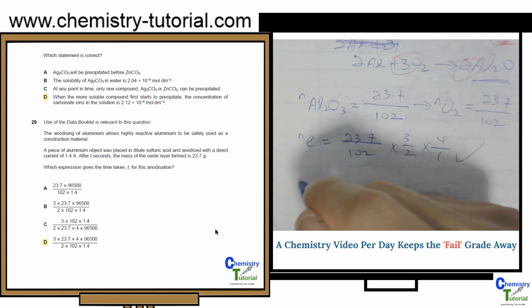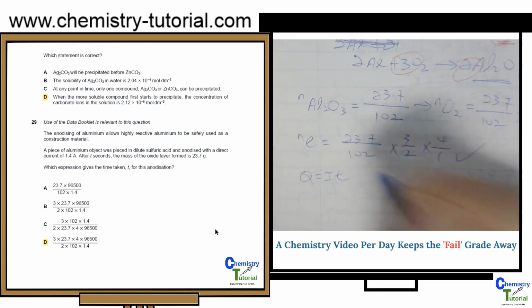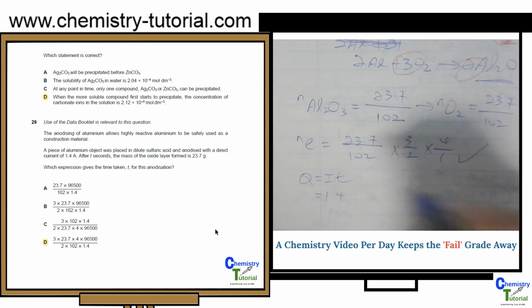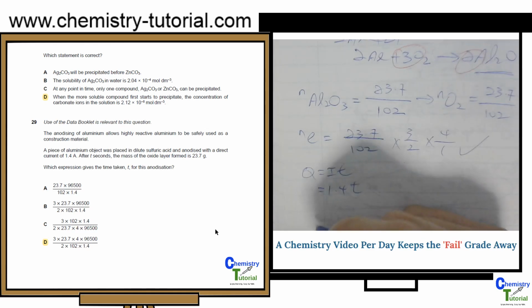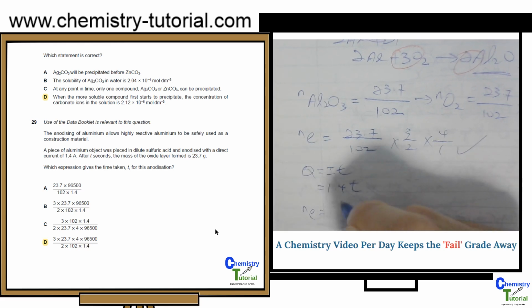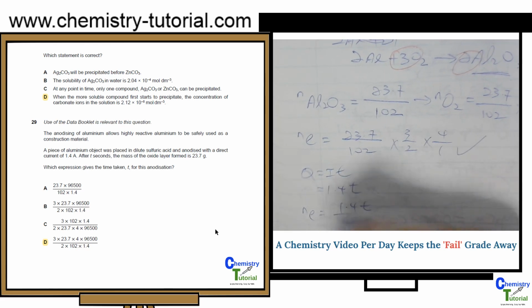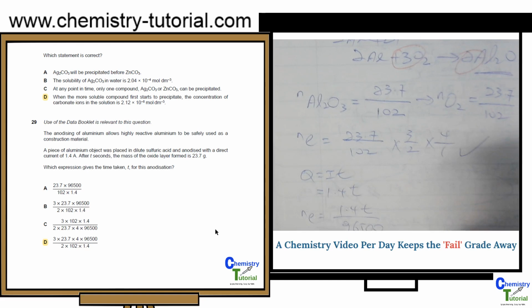Next is Q equals I times t. What's our I? 1.4 ampere. t we do not know, we need to find it, so we leave it as t. Now, to find the number of moles of electrons transferred, you need to use Q over the Faraday constant, which is 96500.